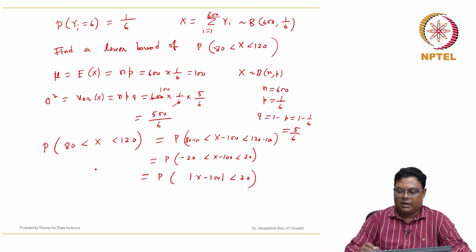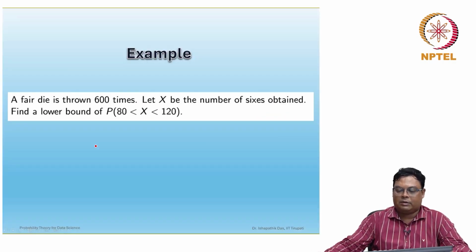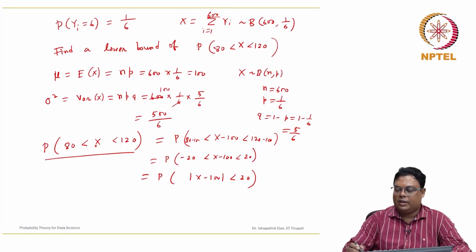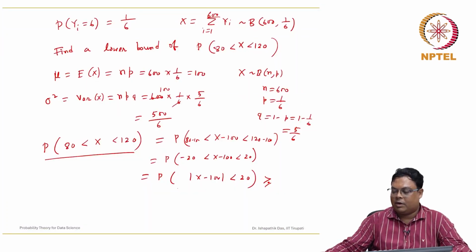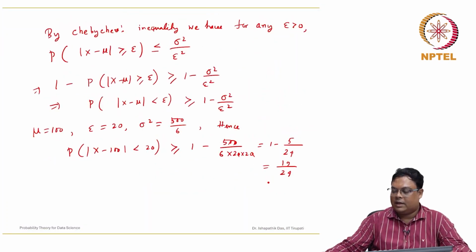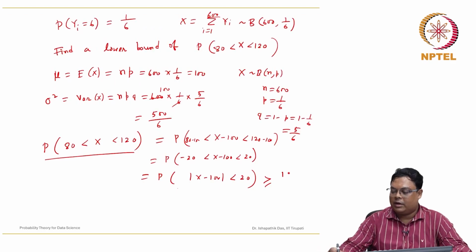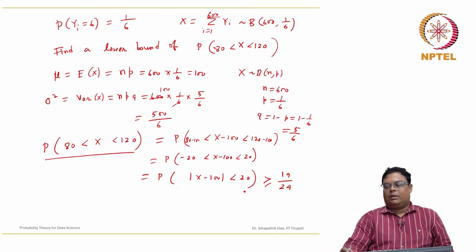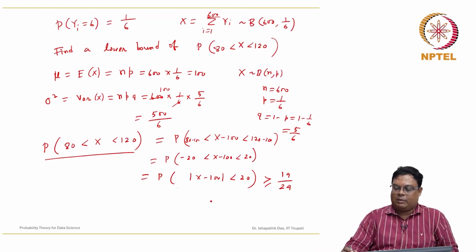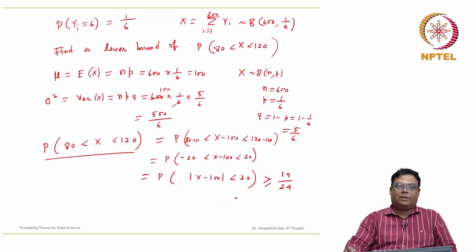So we wanted the lower bound of this probability. This probability is the same as this probability, and the same as this probability. Finally, what we found by Chebyshev inequality is that this is greater than or equal to 19 by 24. So this is one application of the Chebyshev inequality.